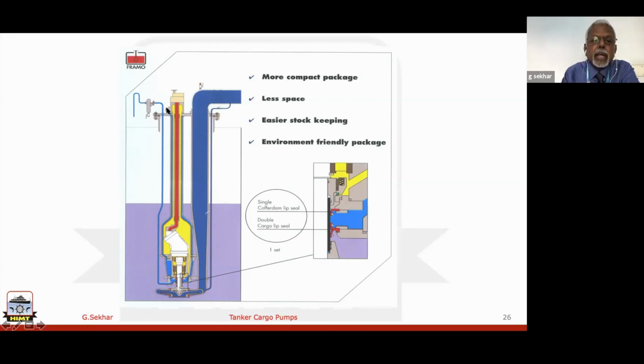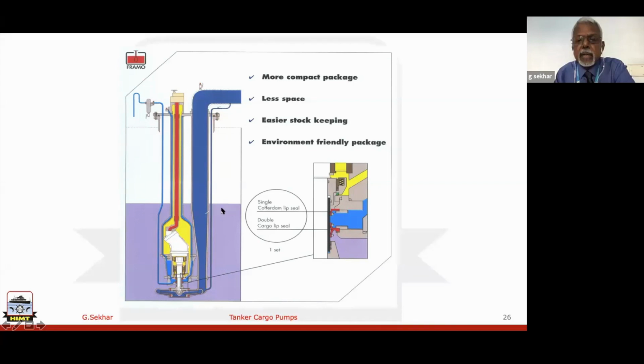So here you can pressurize, you can put an inert gas or compressed air at this particular point. In case there is any leak, it can be oil or cargo, whatever it is, and that will be pushed out through the small line. This is what we call the cofferdam purging line, and here you can collect and you can see the integrity of the lip seals. Now this is the base concept of how a Framo pump works.